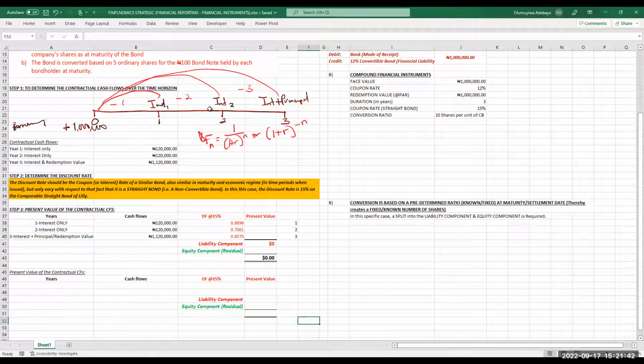Which means I discount year 1, year 2, year 3 backward. And to do that is what I've done here, the formula. Let me do it again. 1 plus R. Our R is the 15% we have agreed as our discount rate, raised to power minus 1. I'll do the same to year 2, raised to power minus 2. I'll do that to year 3, raised to power minus 3.